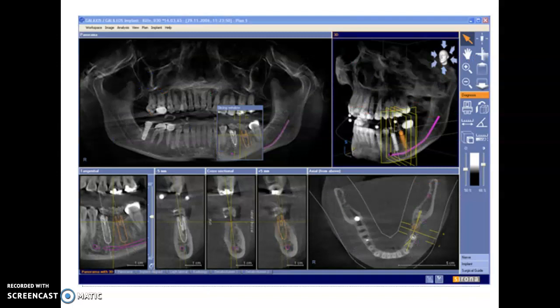This is a different image. They're getting ready to do some implants. So what they've done is they've taken this image, it looks like a panoramic here. They're able to do some three-dimensional reconstruction, so they're turning it a little bit. They're actually able to computer simulate what those implants will look like and then look at it in just different views. So they've kind of blown it up here.